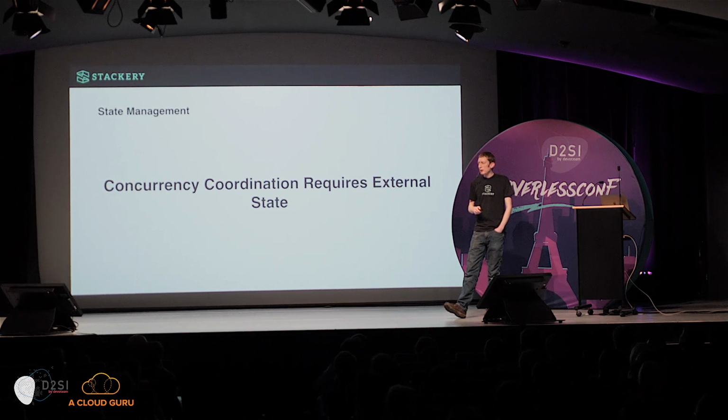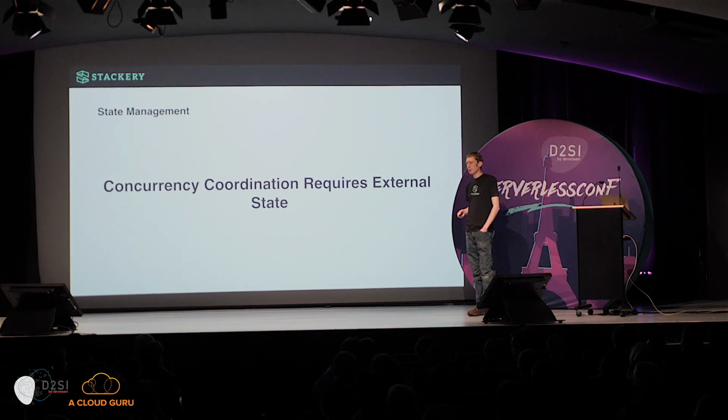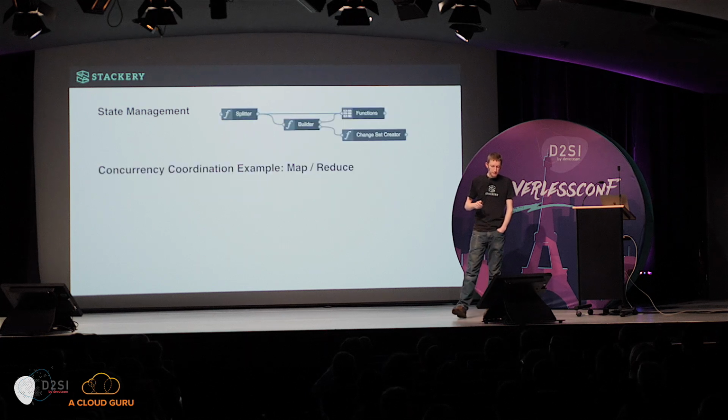Let's first take a look at how we might build concurrency coordination. What it requires is external state, because when you're running inside of a function, you actually don't know what other functions may be running, even of your same instance. You don't know if you're that 10th instance of a function, and when you're done, you're the last one. So you need to use some kind of external state.